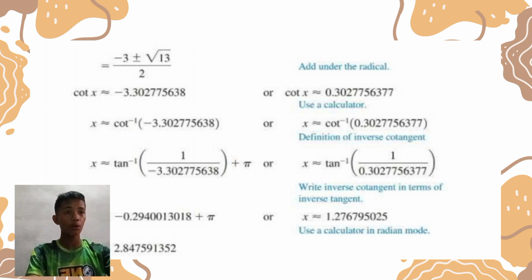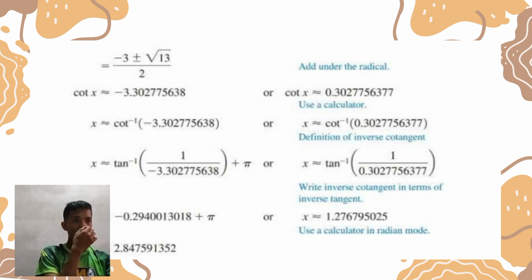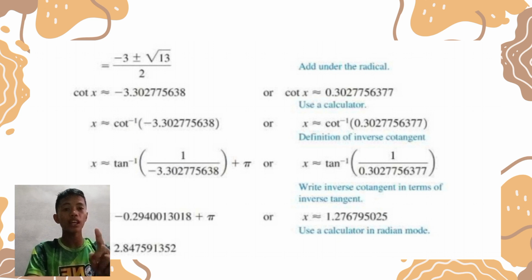x is equal to tangent raised to negative 1. In order to get the inverse, we just flip it over, so we put the 1 in the numerator for it. Then we have to add pi for it. Therefore, by summing all that, our answer would be the value of x is 2.8476 and 1.2768. That's the value of x for example 4.